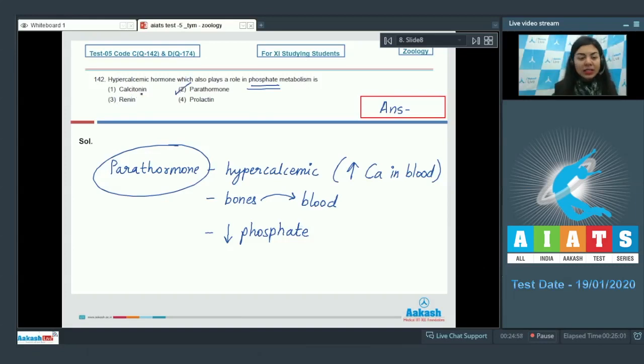The remaining option, calcitonin, is antagonistic to parathormone. Renin will prevent the dehydration, whereas option 4, prolactin, will stimulate the milk production and its secretion. The right answer is option number 2.